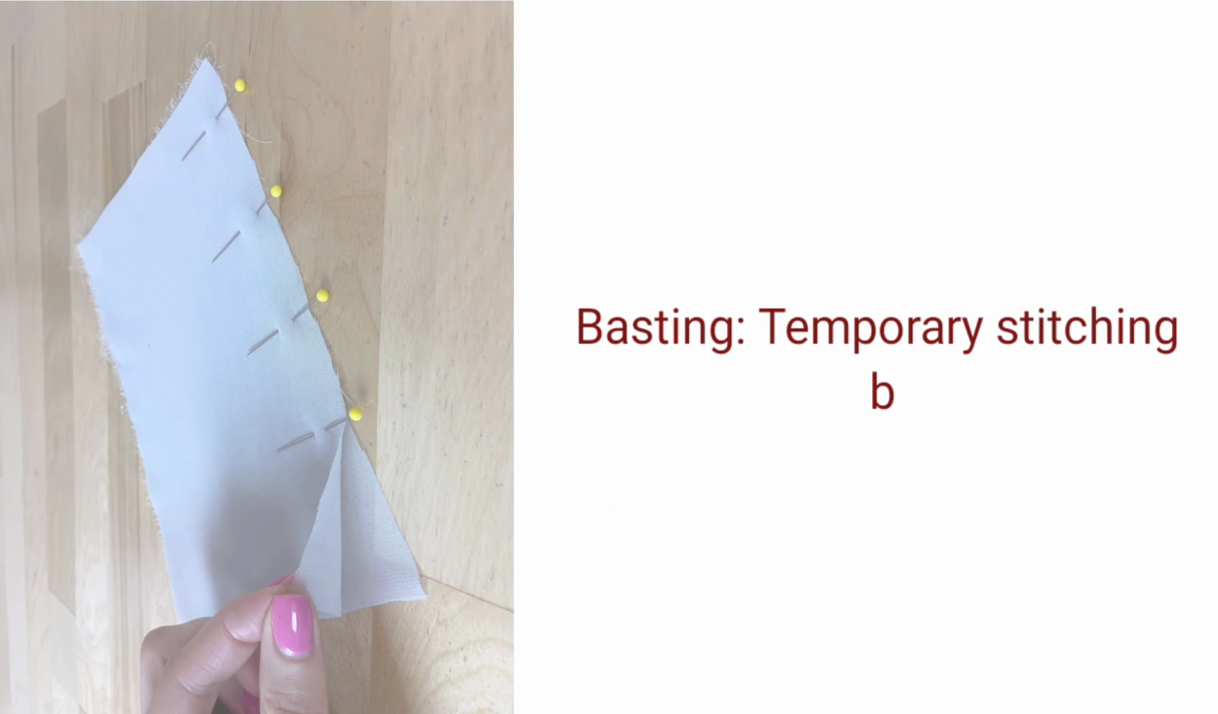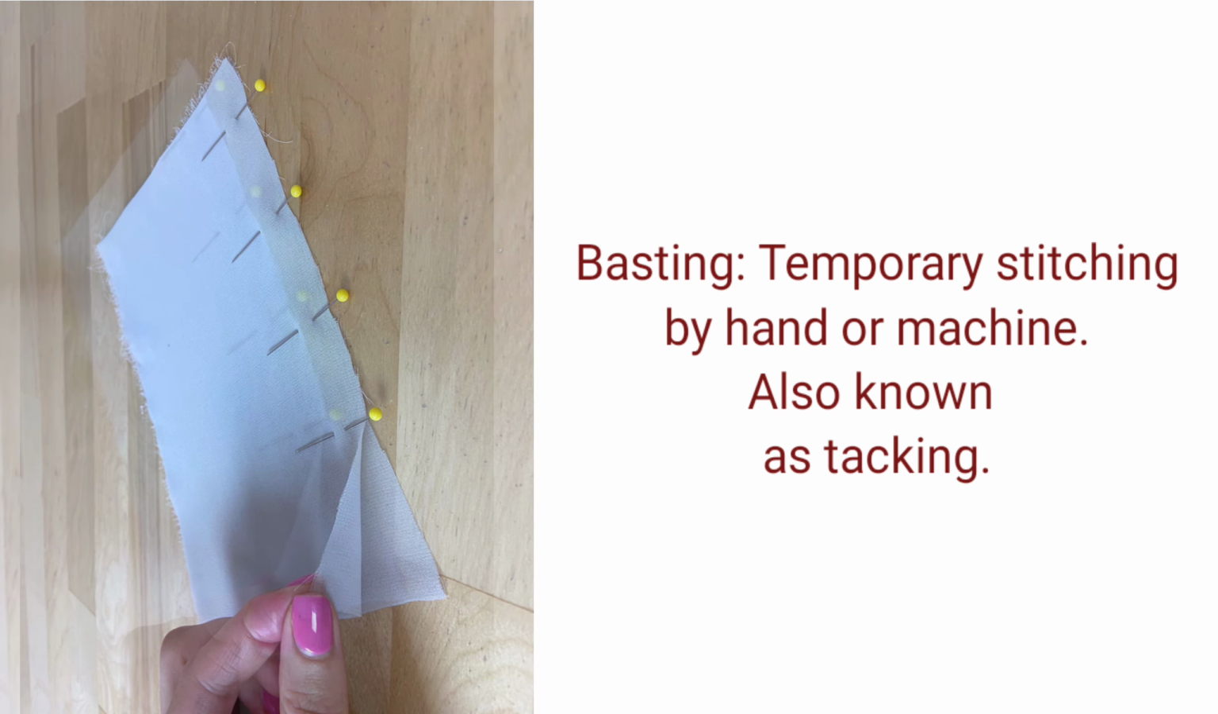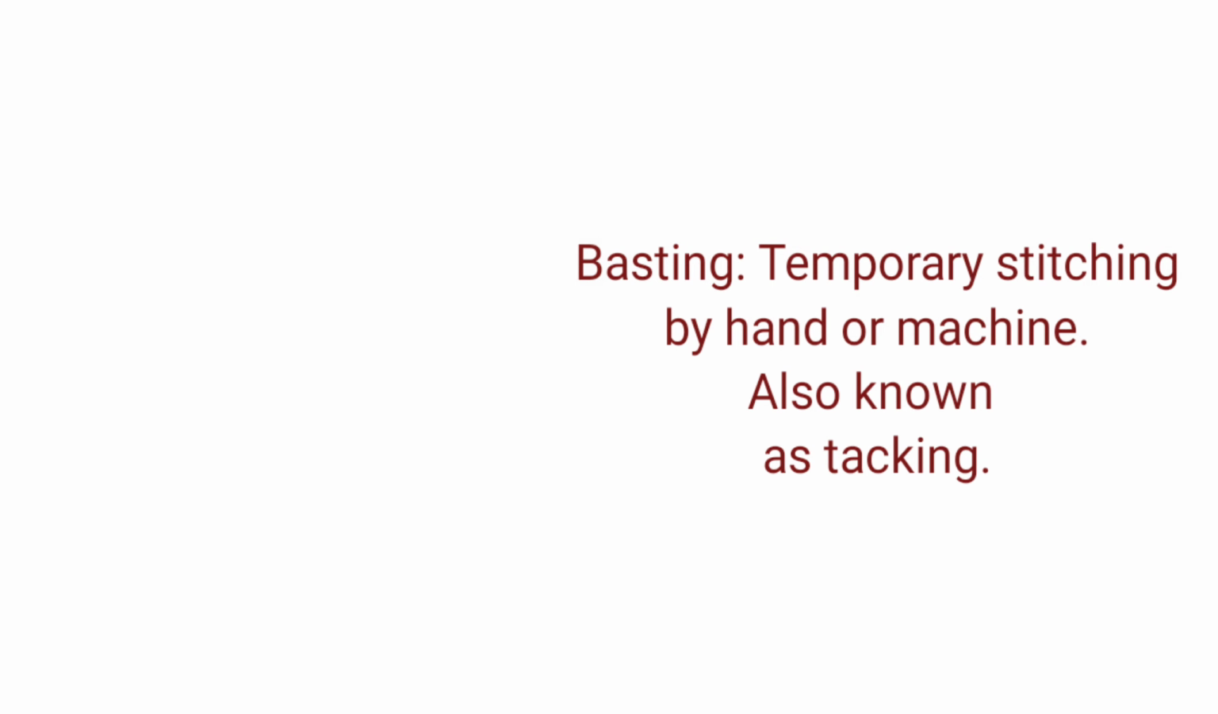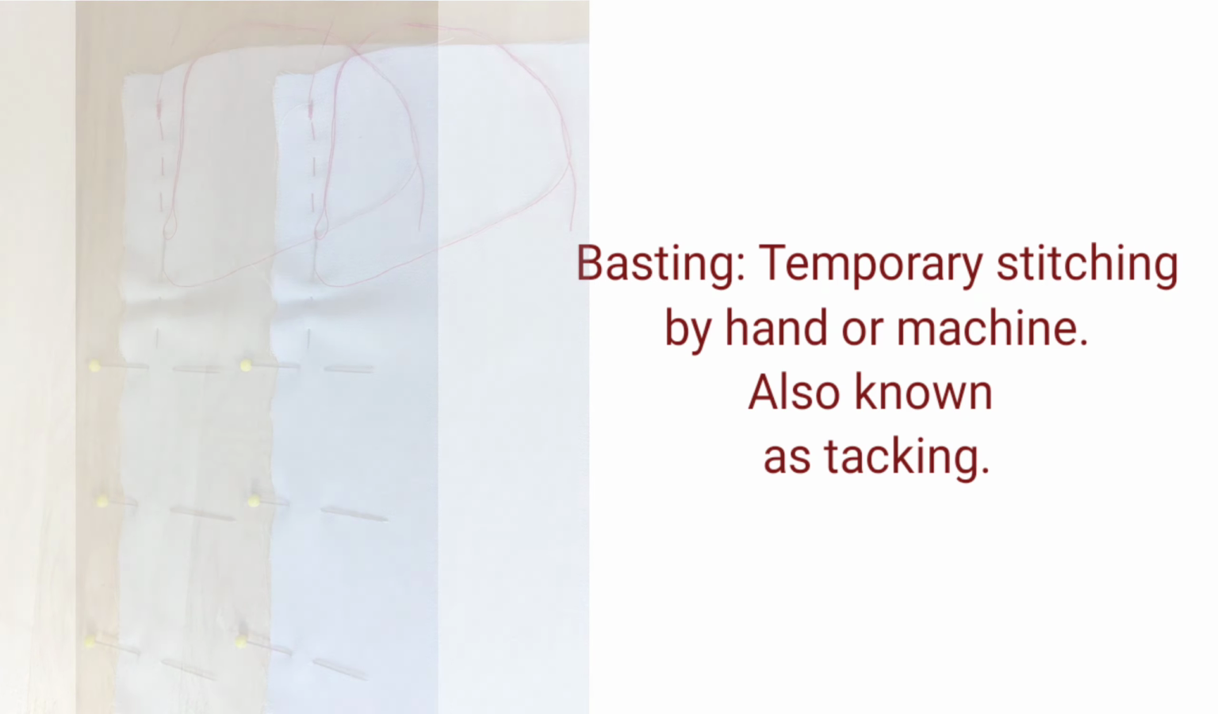The next term that we are going to discuss is basting. Basting means temporary stitches by hand or machine, also known as tacking. These are the stitches which we make to join two fabrics when we are making a garment. It is a non-permanent, temporary stitch which is removed after the completion of the garment.